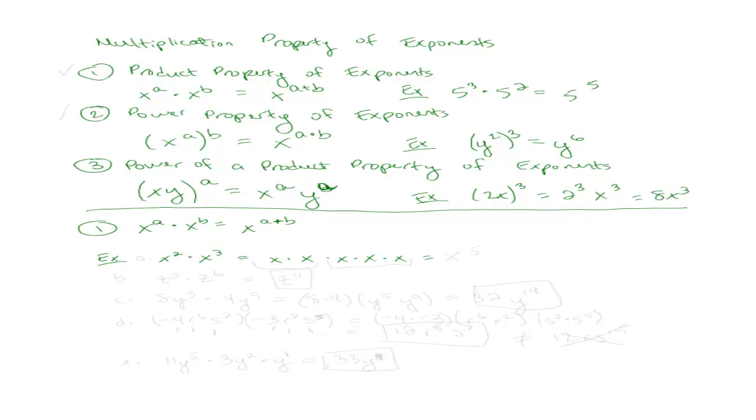Well, I just have a bunch of x's. I know how to write that in exponential notation. In exponential notation, I'm just going to write x to what power? 5, just because I have 5 x's. So all that means is I'm multiplying x times itself 5 times.